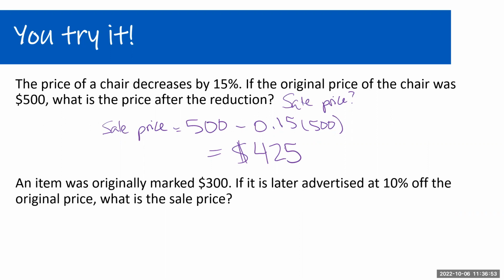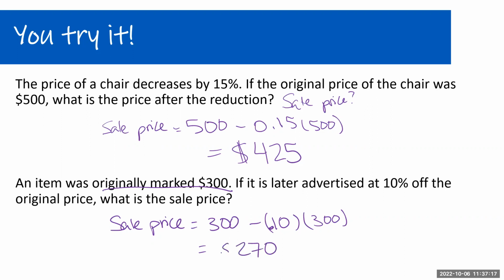Okay, an item was originally marked 300. If it's later advertised at 10% off the original price, what's the sale price? Same thing here. We know the original. So our sale price is going to be 300 minus the 10% off of that 300. Make sure you get that decimal there. Okay, so that's going to give us 270. So today you can go get that item for 270 versus the original 300. Okay, make sure that you can answer questions like these. You will see them again.